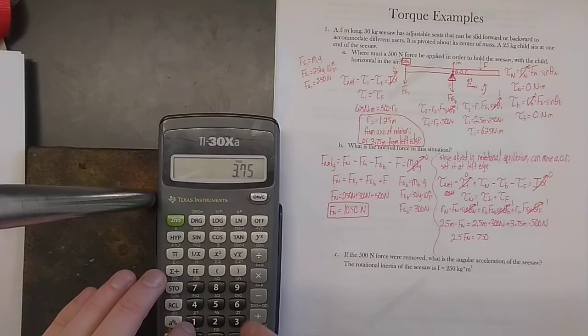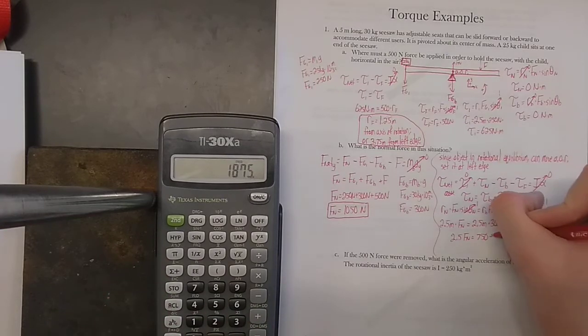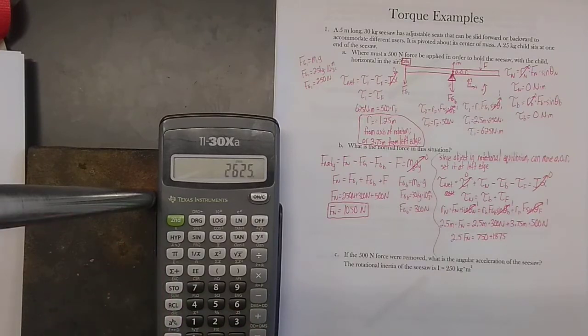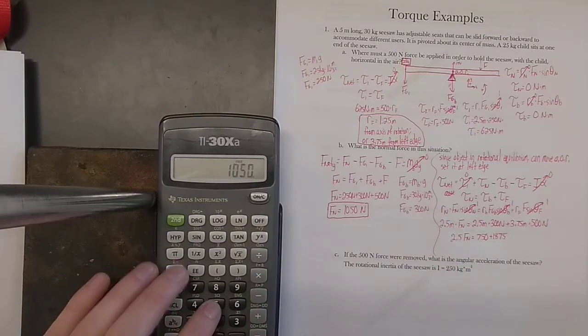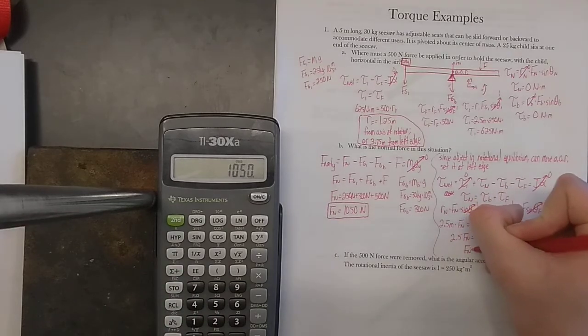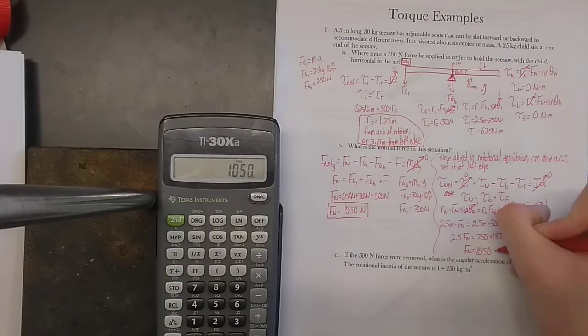Plus 3.75 times 500. That is 1875. 1875 plus 750 is 2,625. I divide by 2.5. The normal force is 1050, just like we found before.